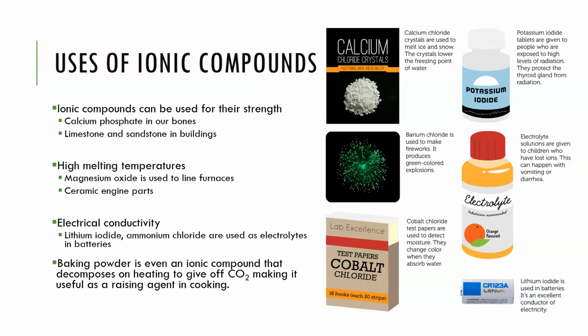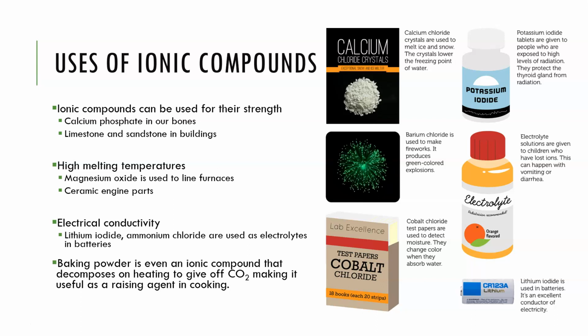The use of these compounds is quite prevalent through our society. We can use them for different additives, food additives, salts. We use them in electricity production in our batteries, and you even find a large number of ionic compounds in our body. So things like calcium phosphate in our bones. We find limestone and sandstone in buildings that we use for building materials.